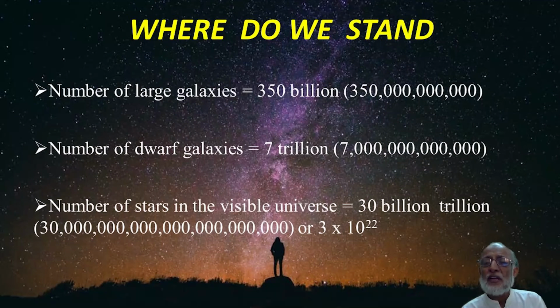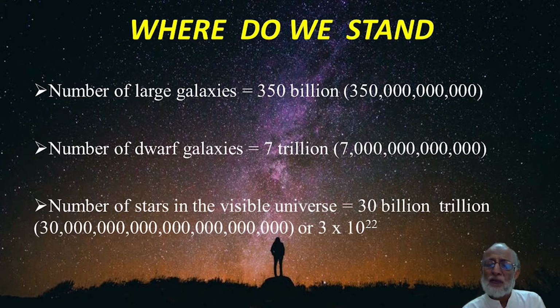From the world in our view or sight, a human sight, it is said that we can observe 350 billion large galaxies. Large galaxies, the definition of a large galaxy is a galaxy having 200 billion stars or more. The Sun is one of the middle-sized stars, right? Just imagine.